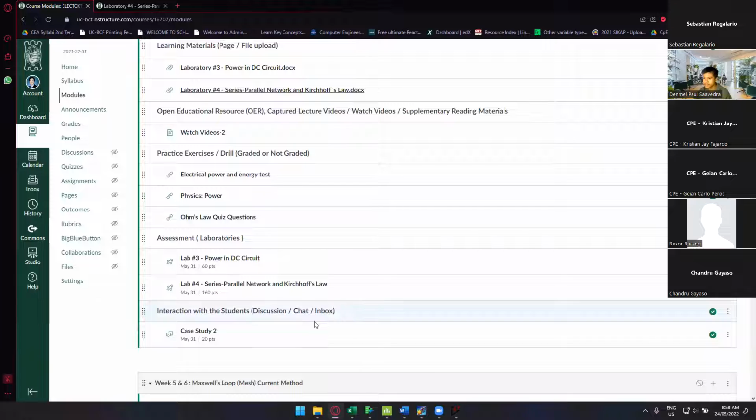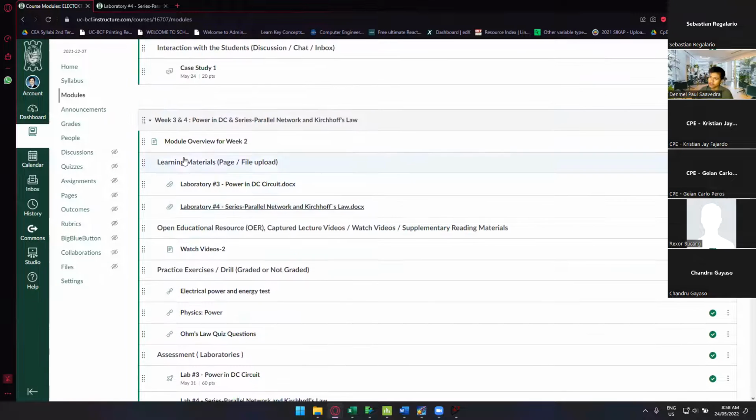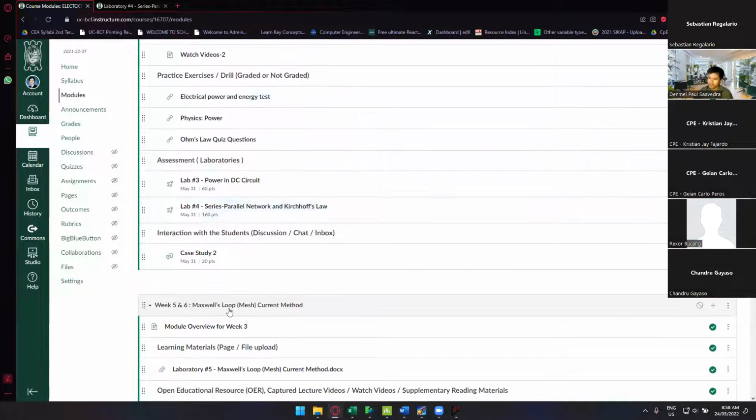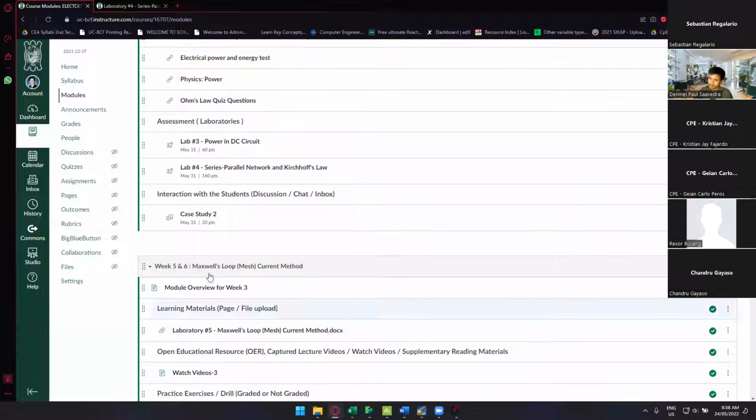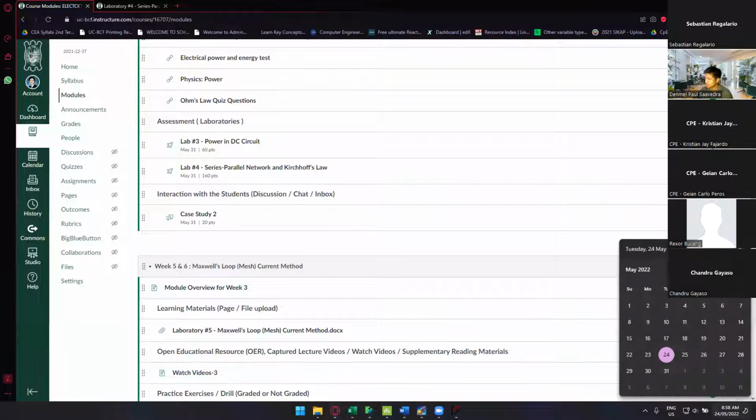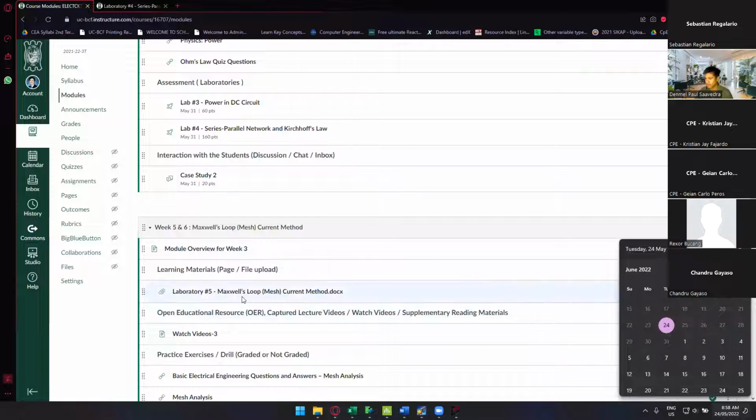So yeah, that's all for now. Since we're still dealing with week 3 and 4, I'll just publish this one next week, maybe on the 7th, since I can still have one week, actually 2 weeks, before your midterm exam. And this is already the last laboratory, lab number 5.